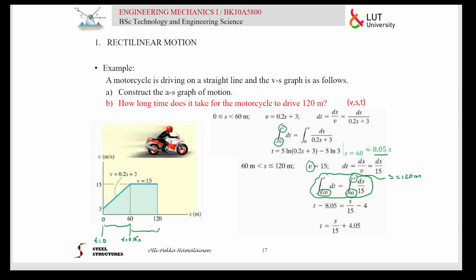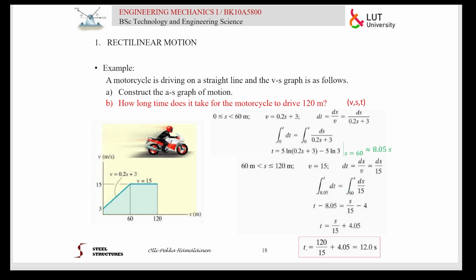If I integrate this and apply the boundary limits, I'm going to have that this segment is this. And again, plugging in the boundaries here, I'm going to have something like this. Meaning that if I wanted to know the time when the motorcycle has reached these 120 meters, I have to input my target displacement here, which is 120, and then that's going to give you these 12 seconds.